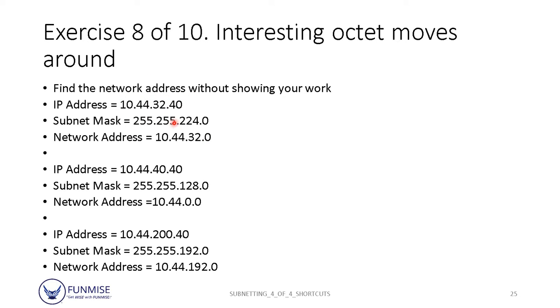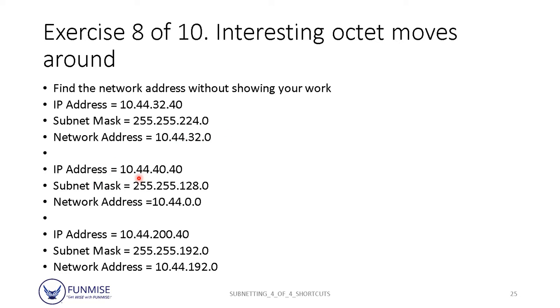10.44.32.40 using this subnet mask. As you can see, the interesting octet has moved to here. So we could subtract 224 from 256, and then we get a block size of 32. So we could go 0, then 32, then 64, for example. In this case, this one would fall within the 32 block. So this one would fall into this network address.